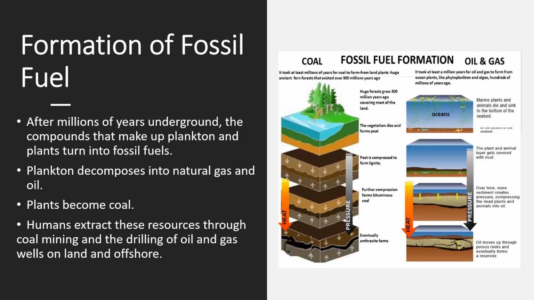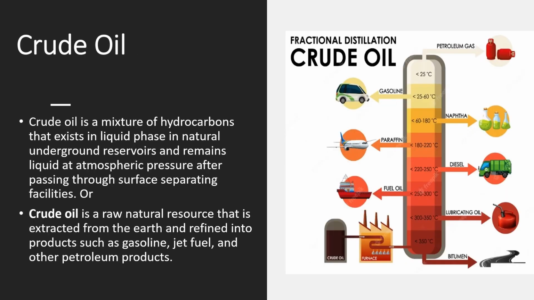Following are the steps involved in the formation of fossil fuel. After millions of years underground, the compounds that make up plankton and plants turn into fossil fuels. Plankton decomposes into natural gas and oil. Plants become coal. Humans extract these resources through coal mining and the drilling of oil and gas wells on land and offshore.